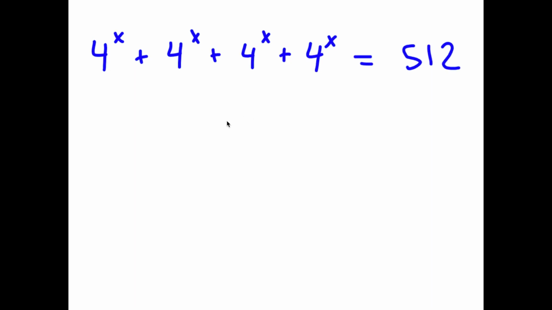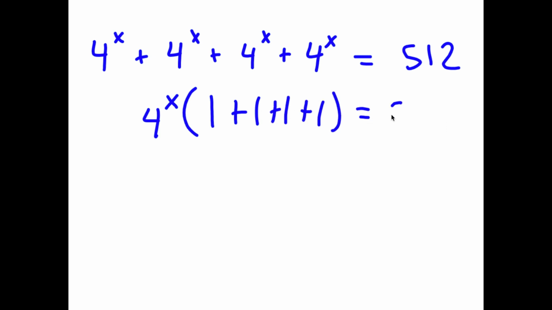Alright, so in this problem, I have 4 to the power of x plus 4 to the power of x plus 4 to the power of x plus 4 to the power of x is equal to 512. So I'm going to first start by factoring out 4 to the power of x. So now I have 4 to the power of x times (1 plus 1 plus 1 plus 1) is equal to 512. Now if I simplify what's in the parentheses, I get 4 times 4 to the power of x is equal to 512.